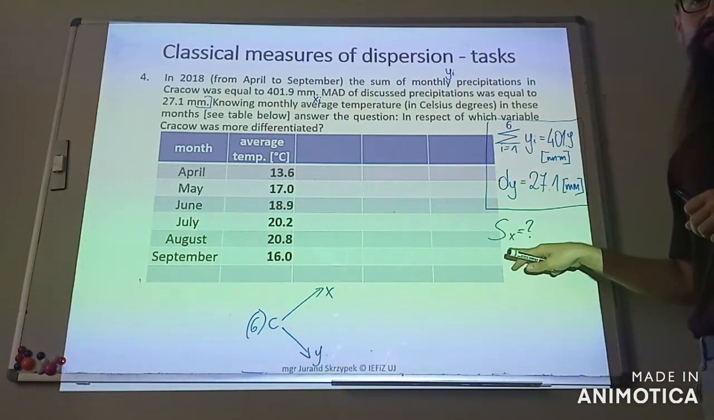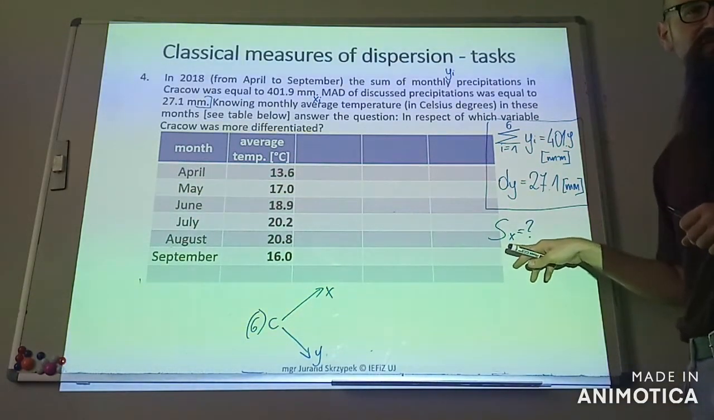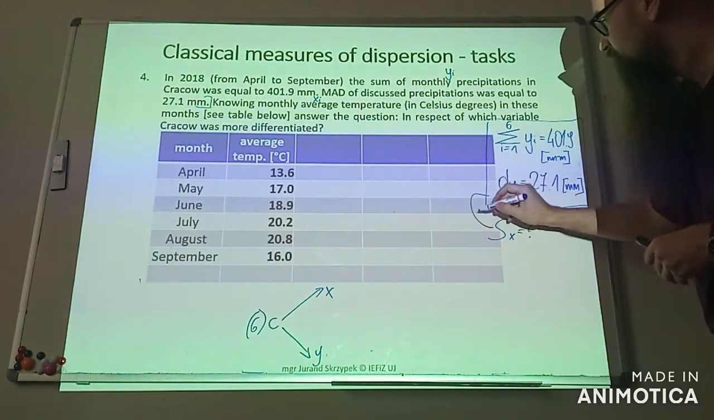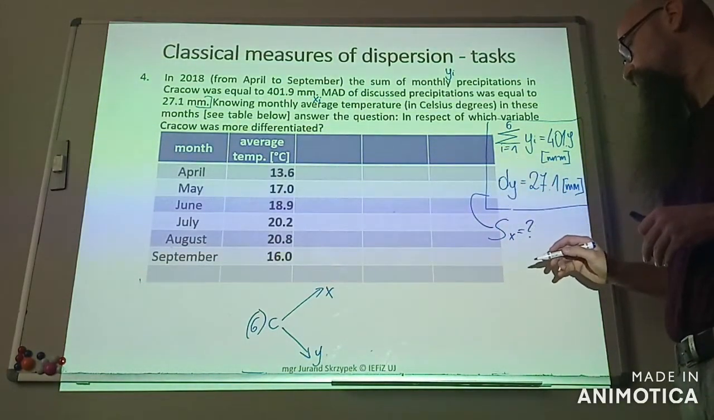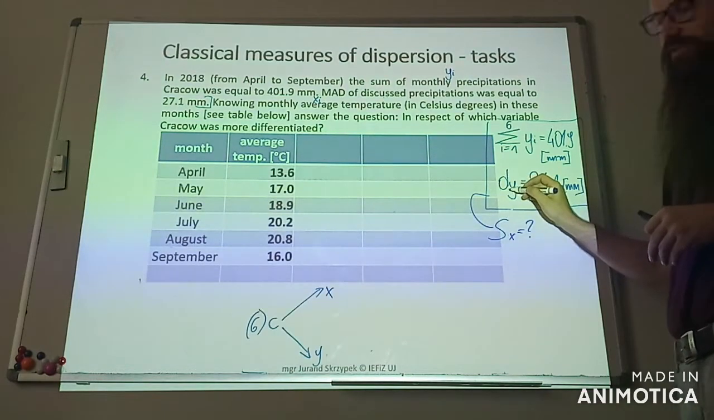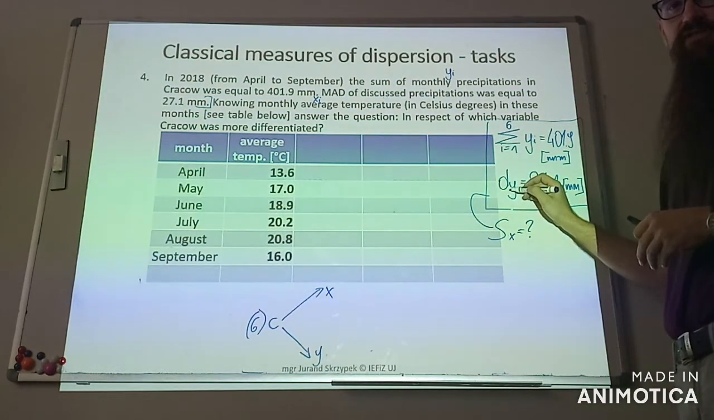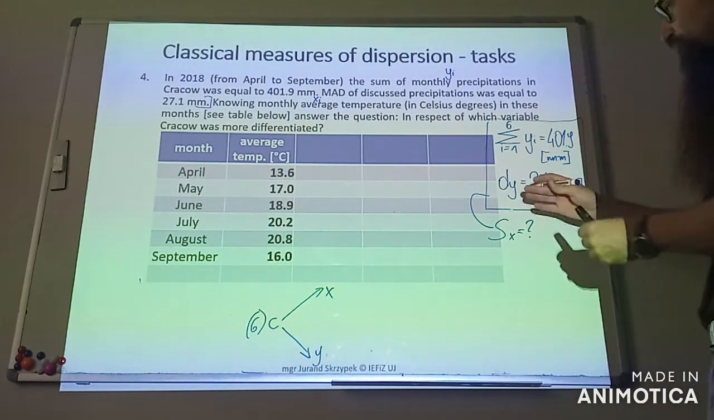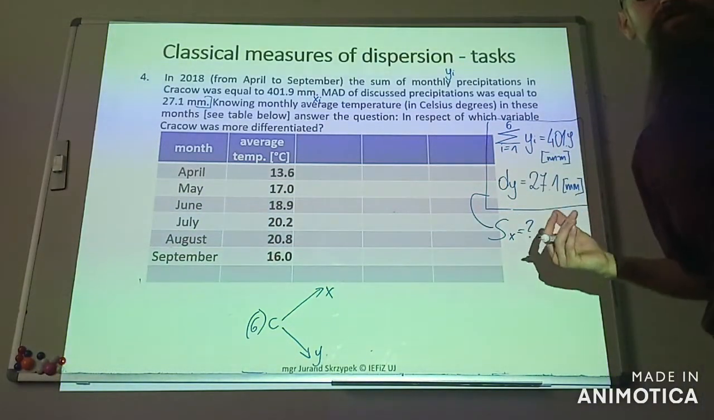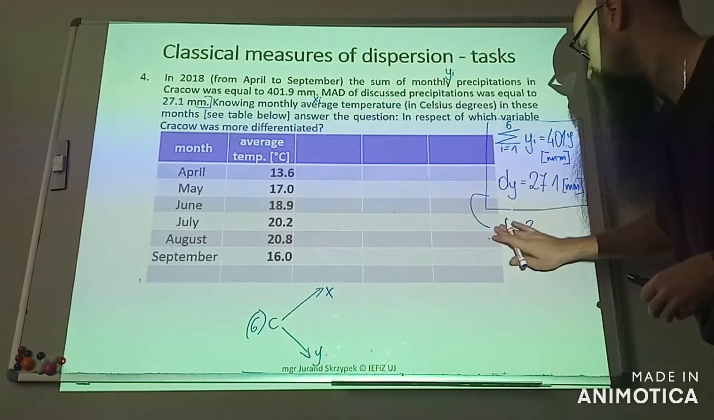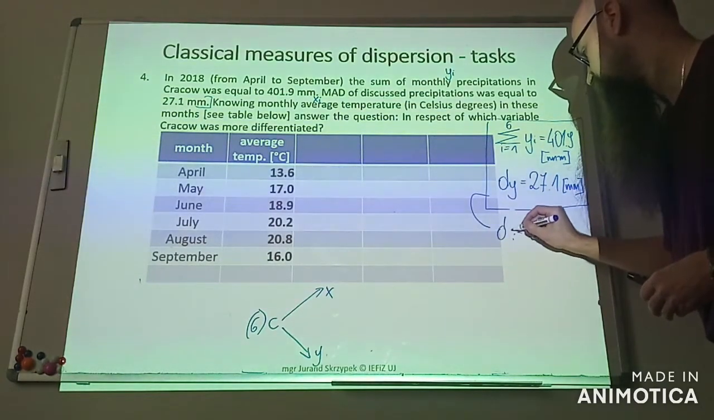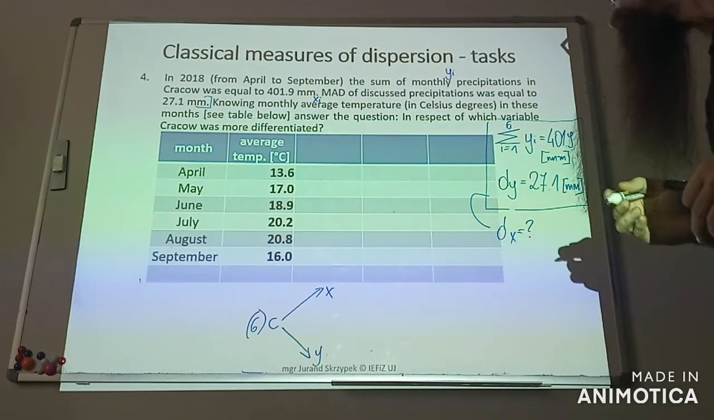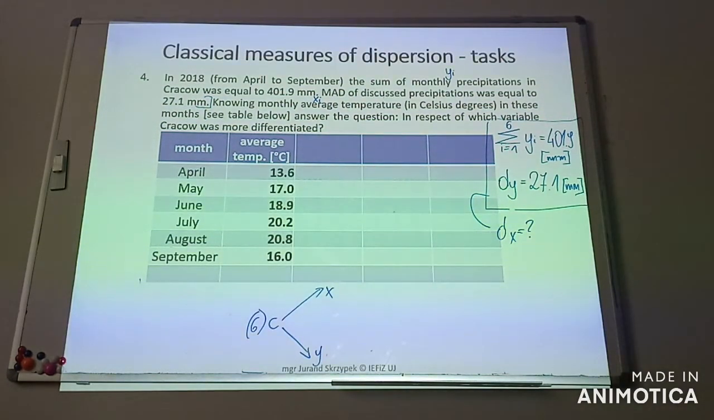It's not a good habit to compute, for example, standard deviation, because standard deviation has a different construction from mean absolute deviation. So it's not a good idea to compare with different measures. We need the same measure, dx. So let's start.